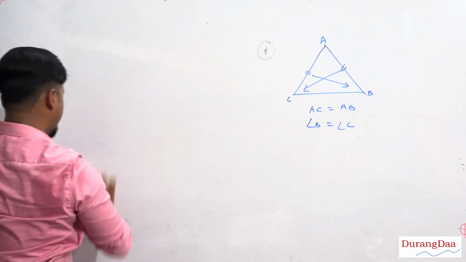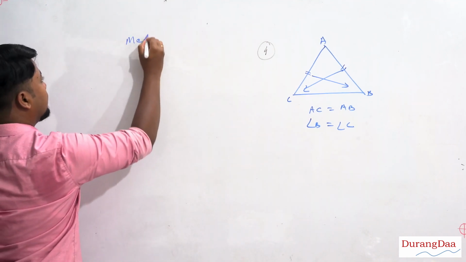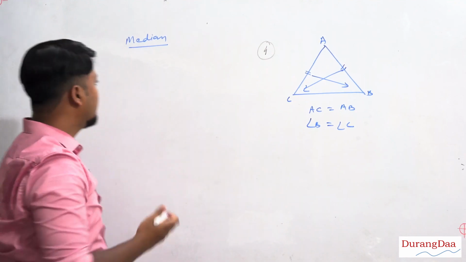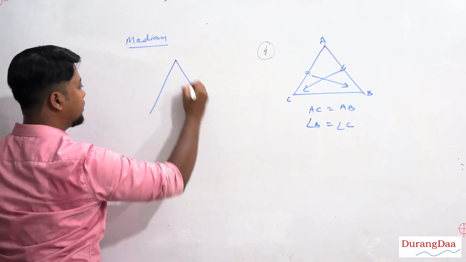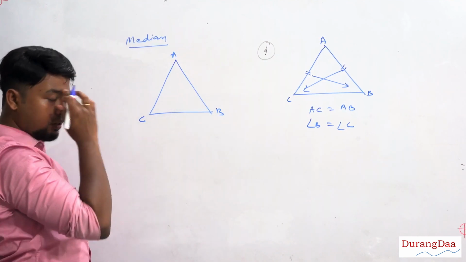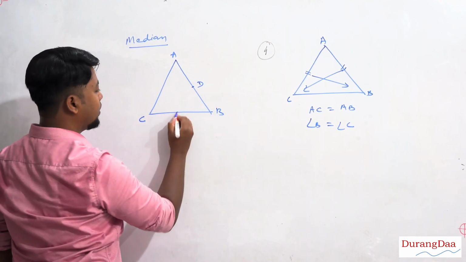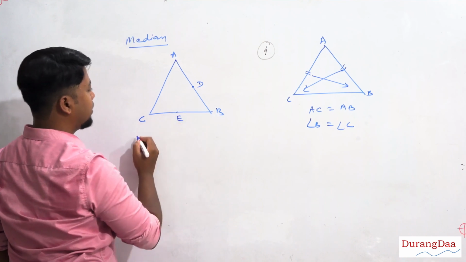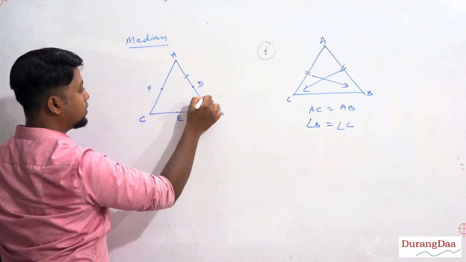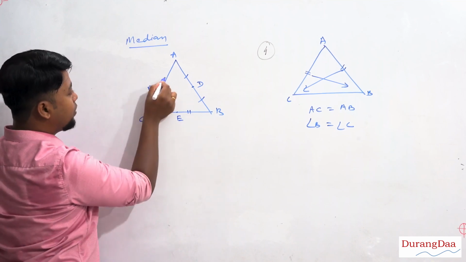First term that we are going to discuss is median of a triangle. Now, try to understand what a median is. If I draw one triangle here, triangle ABC, and I say D is the midpoint here, E is the midpoint here, and on the side AC, F is the midpoint. So clearly this is divided into two equal parts, this is also divided into equal parts, this is also divided into equal parts.